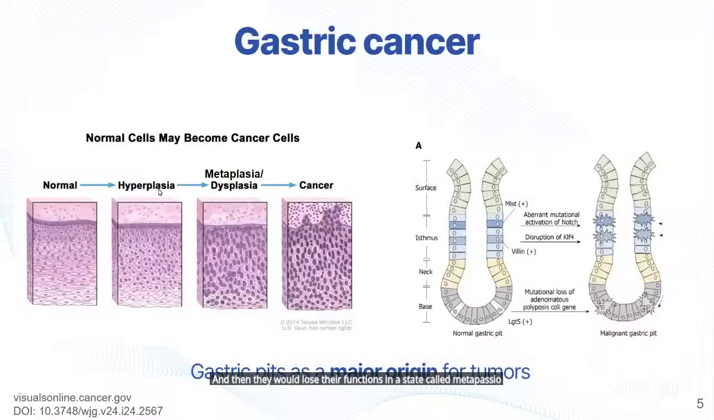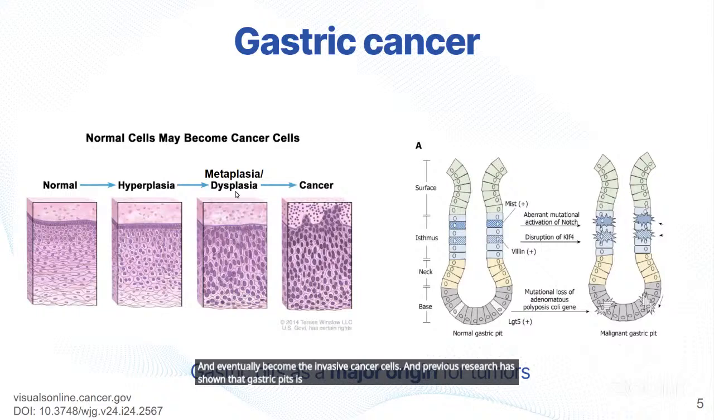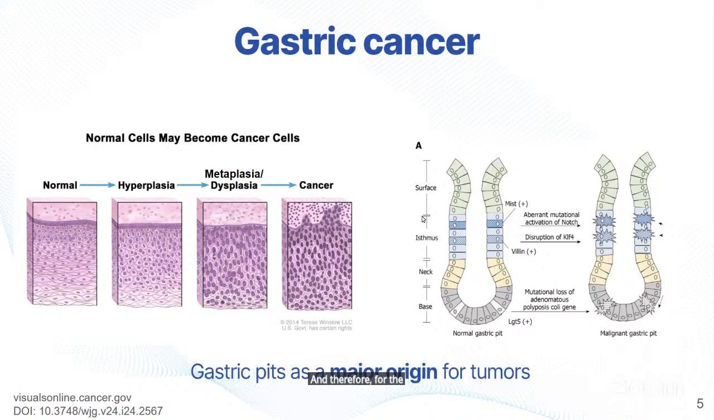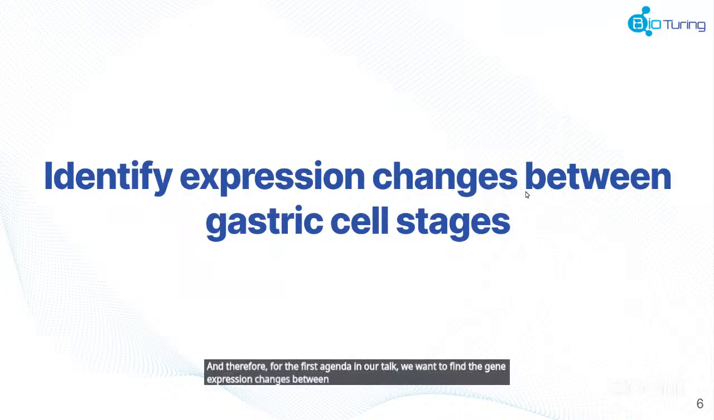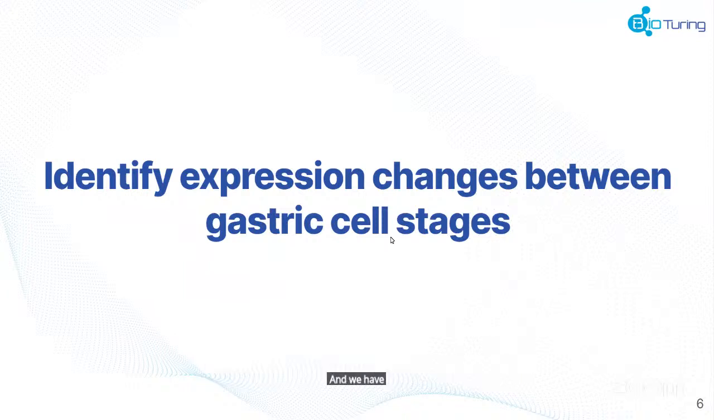in a state called metaplasia or dysplasia, and eventually become the invasive cancer cells. And previous research has shown that gastric pits is one of the major origins for the gastric tumors. And therefore, for the first agenda in our talk, we want to find the gene expression changes between the cell stages that I have mentioned about. And we have a very nice data set, which is the next slide.